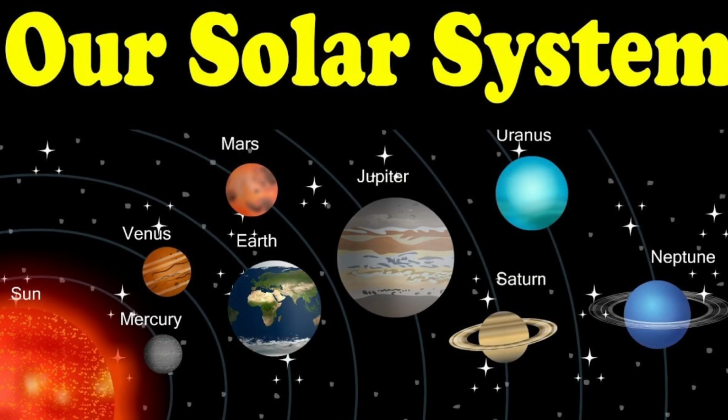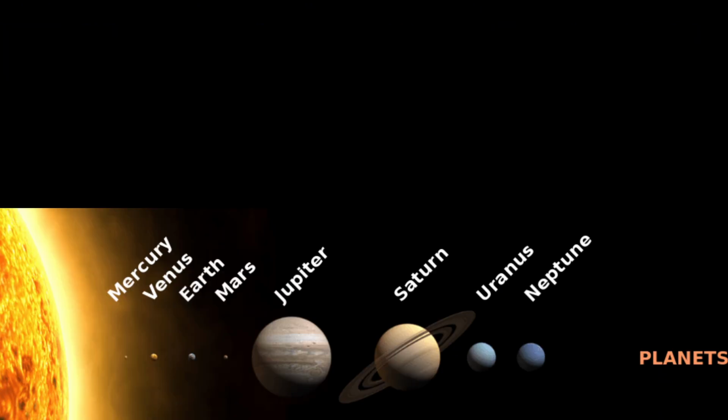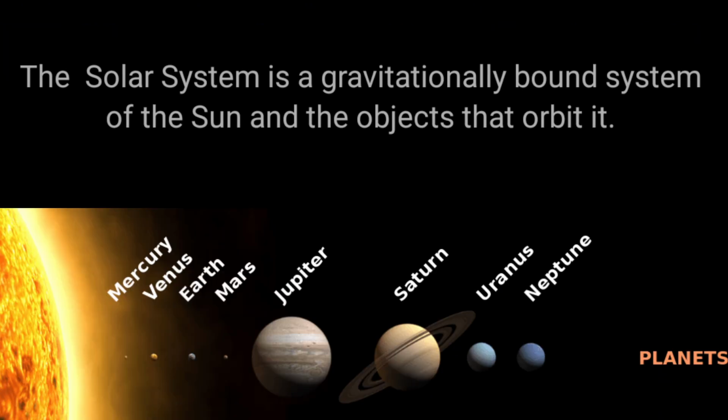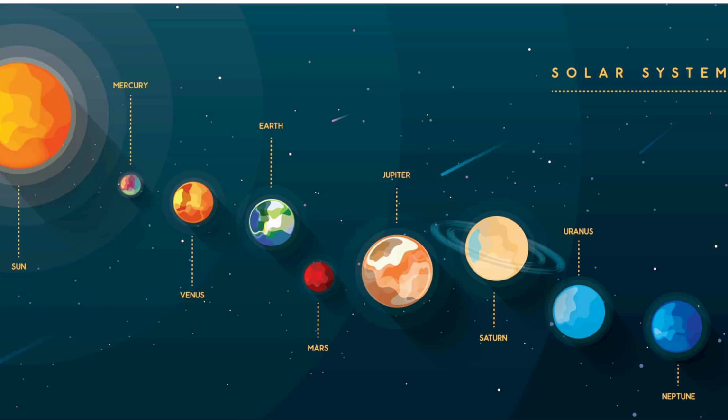Our solar system constitutes the sun, the planets, the satellites of these planets and other celestial objects such as asteroids and comets. So if you need to define the solar system, you can say the solar system is a gravitationally bound system of the sun and the objects that orbit it. Now let's understand the main features of the sun and the other planets of the solar system.